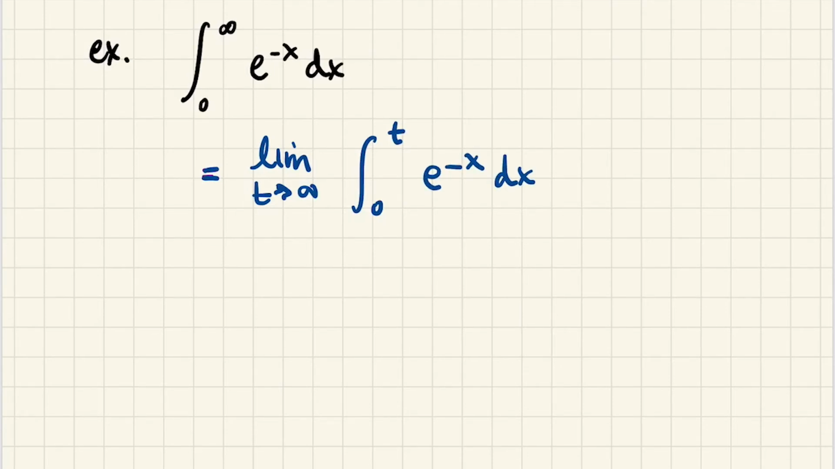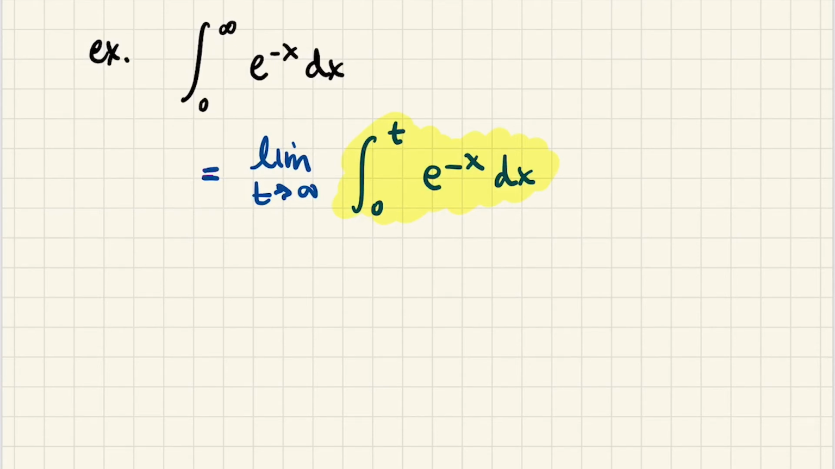And all we have to do is just work out this integral here, and it's not going to have an issue because we're presuming that at any given t value this integral exists, right? 0 to a million, we're fine. 0 to a billion, we're fine. So we work this out in terms of t, and then we take the limit as t goes to infinity, and there we are. That gives us the infinite integral.